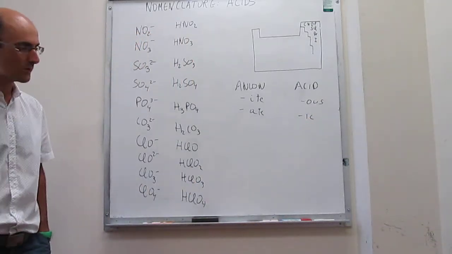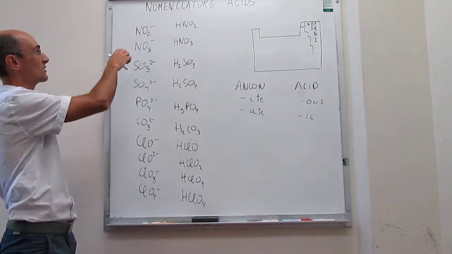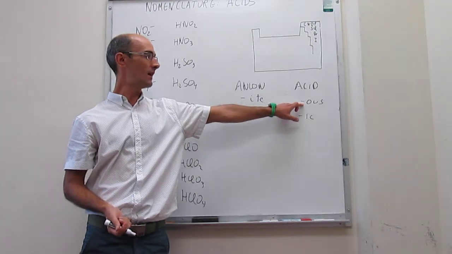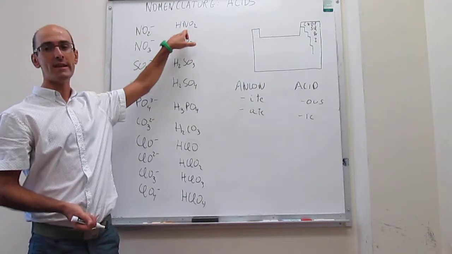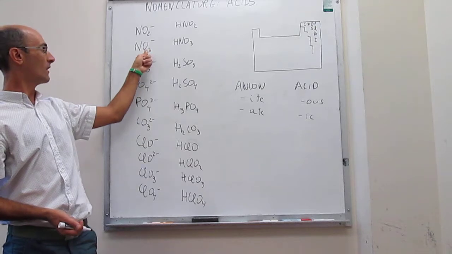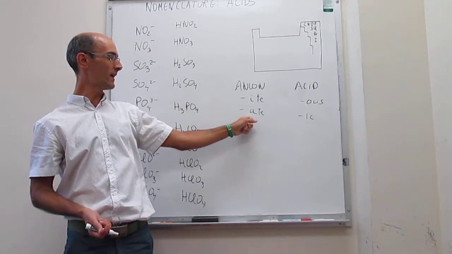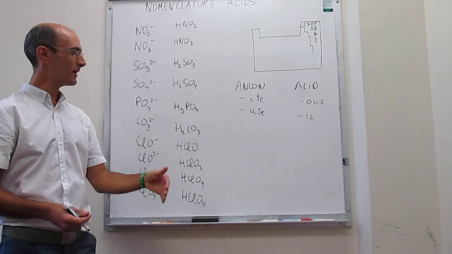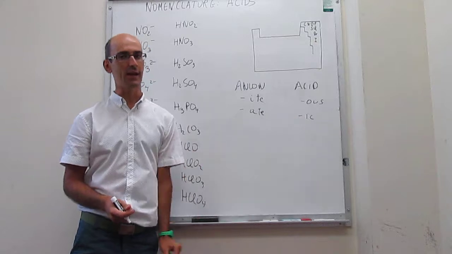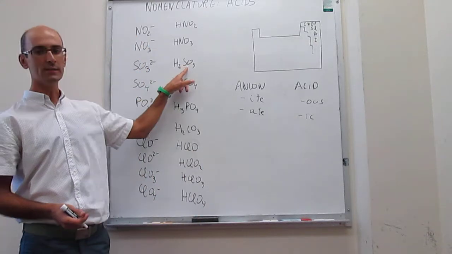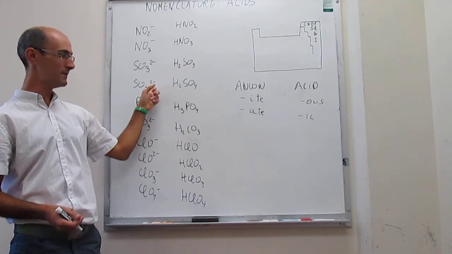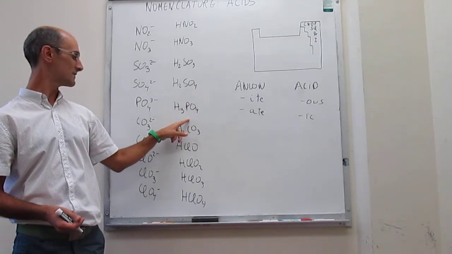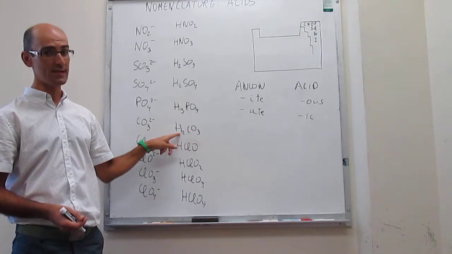Let's see how we would name these compounds. That is nitrite, which means the name will be nitrous, so this is what we call nitrous acid. Let's take a look at this one. That is nitrate, with the ate, and that means that will be nitric acid. We change the ate for ic, so it goes from nitrate to nitric acid. Sulfite will be sulfurous acid. Sulfate will be sulfuric acid. Phosphate is going to be phosphoric acid. Carbonate is going to be carbonic acid.